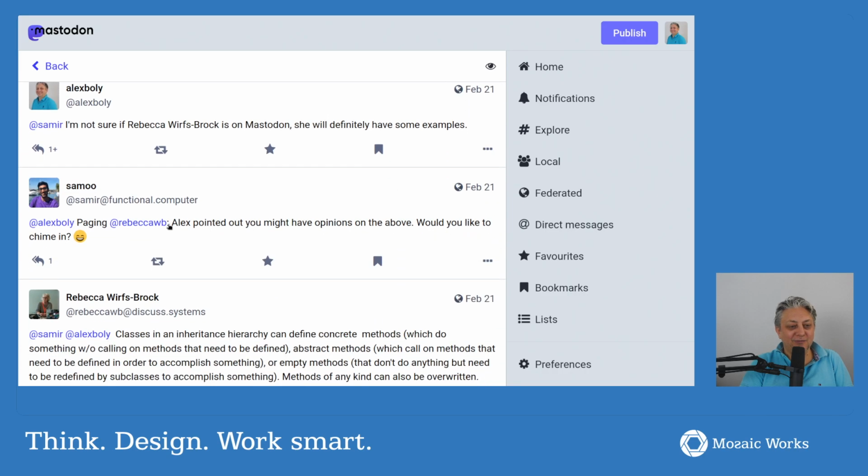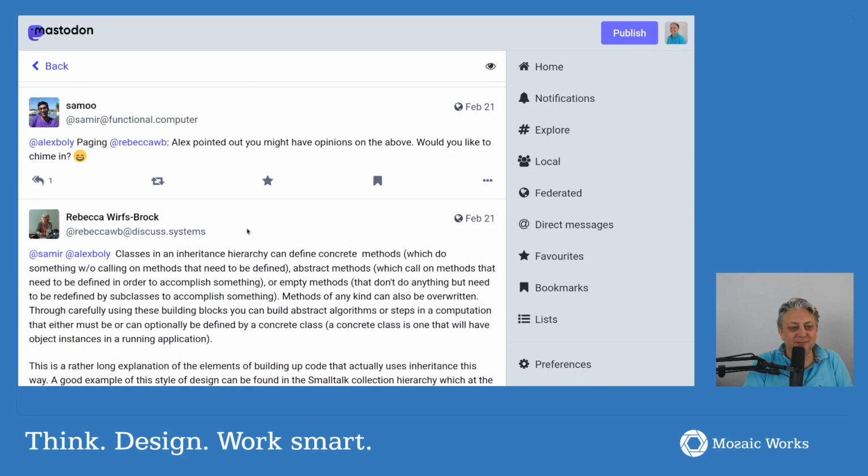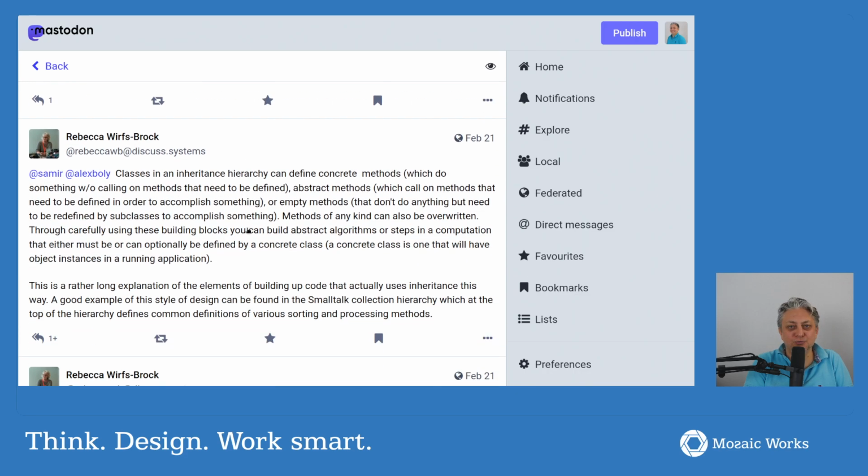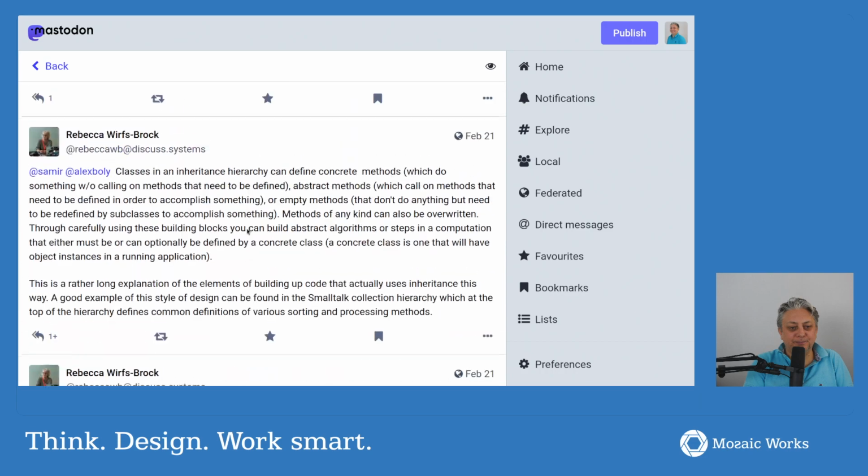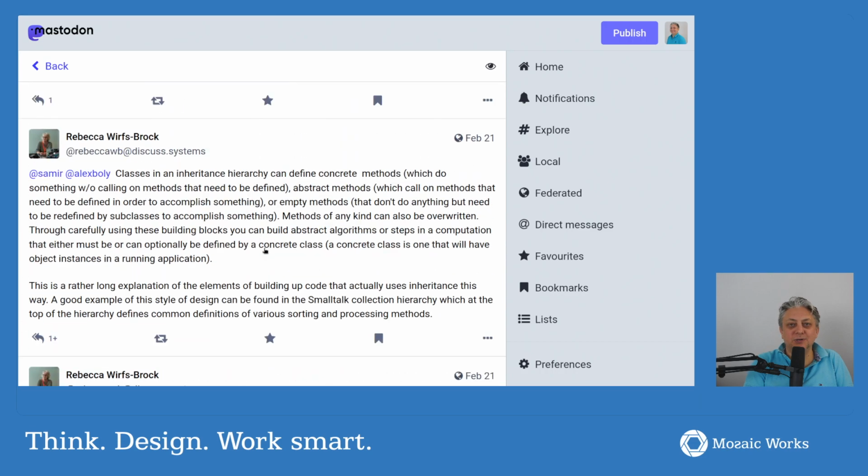And then we were paging Rebecca Wirfs-Brock. Why? Because she is an actual expert in this domain. I mean, she was doing object-oriented programming long before many of us. I think before I was born. So this is where it starts getting interesting, because Rebecca provided some incredibly useful insights.